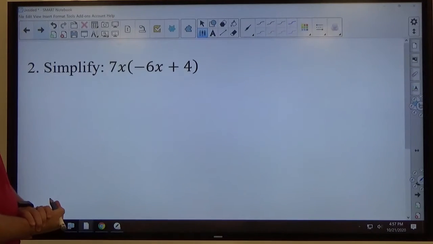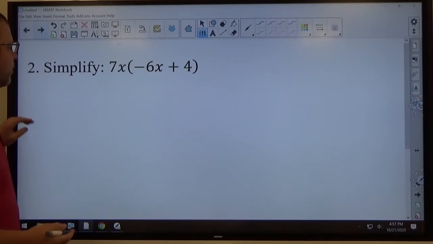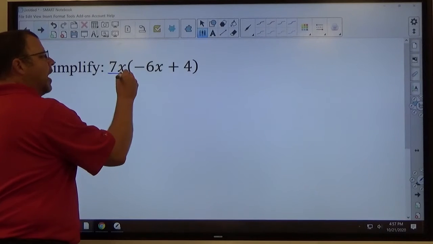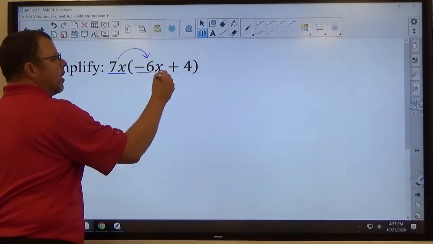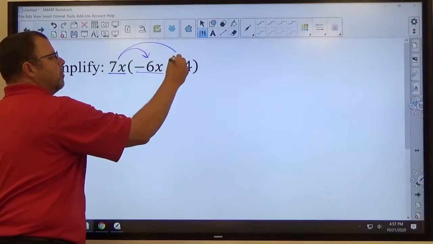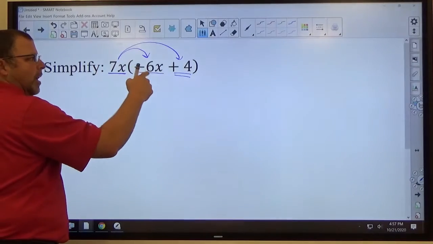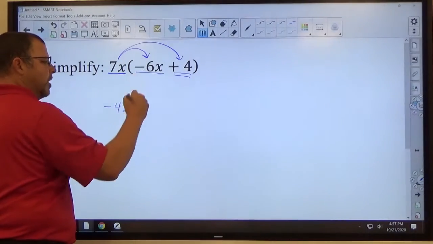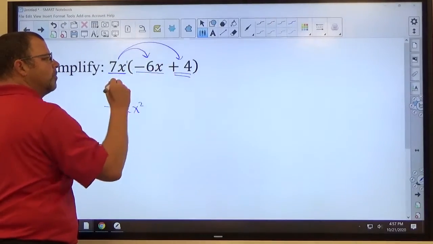Number 2, we're going to multiply 7x times the binomial negative 6x plus 4. This is the distributive property. The outside object, which is 7 and x positive, is going to be multiplied through the parentheses. So we're going to multiply by negative 6x, we're going to multiply by positive 4. Positive 7x times negative 6x, different signs create a negative product of 42. The x and x make x squared. We add the powers. It's x the first, x the first.